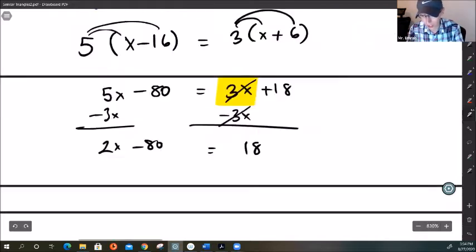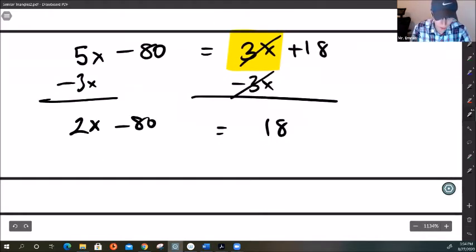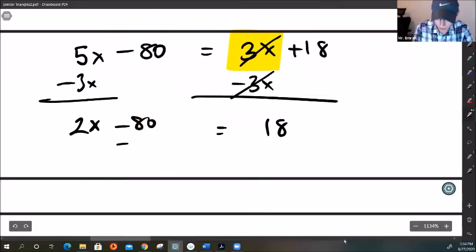Now that I want to leave x alone on one side of the equation, I need to get rid of any extra term. And the extra term that I have here is the negative 80. So this negative 80 must go away. I need to have only the x term here. So in order for that to go away, I got to undo minus 80. Undoing that is plus 80.